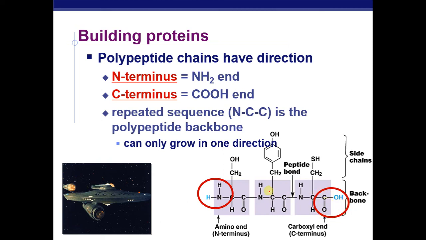When we get a whole bunch of amino acids linked together in a big long polypeptide, you'll start to see a pattern in the chain. It goes NCC, NCC, NCC, NCC, NCC. It will have that same pattern repeating for as far as it goes.